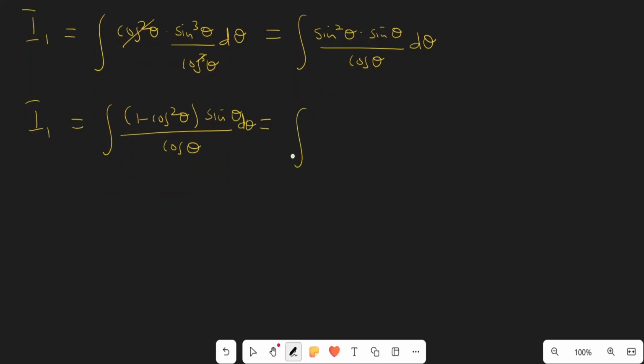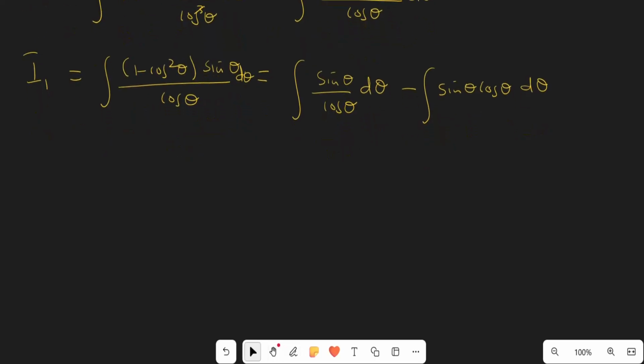So that is going to be the integral of sine of theta over cosine of theta, that is this guy multiplied by 1 and divided by cosine of theta at the denominator, minus the integral of sine of theta times cosine square of theta divided by cosine of theta, which is sine of theta cosine of theta d theta, right? So I1 is going to be equal to what?